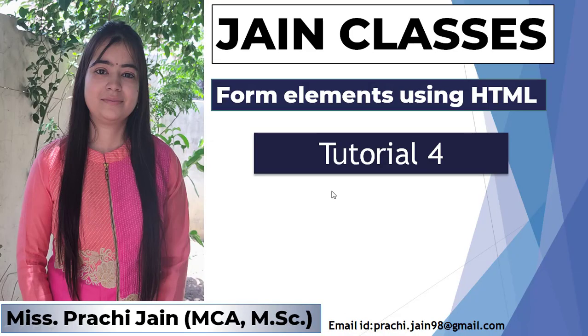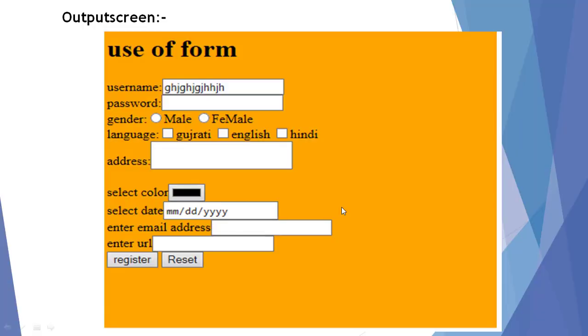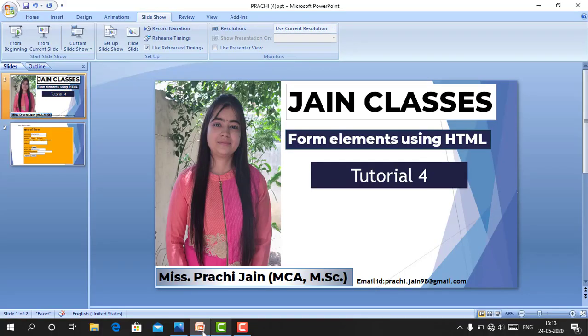Today we will learn about the form element using HTML. Before designing any web page, we should imagine the output first. So we want this kind of output. That means we will create different types of form elements like radio button, text box, password box, text area, checkbox, radio button, color box, date, email ID box. All this we will create with two buttons. These are called the form elements and we will create them by using programming.